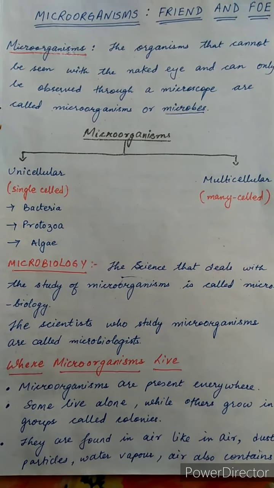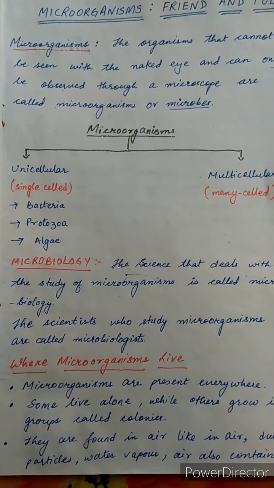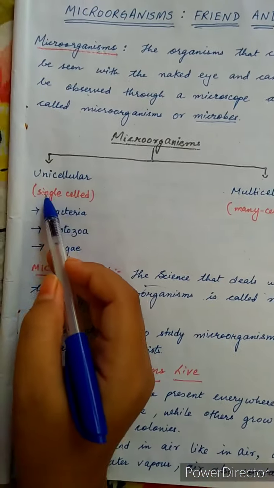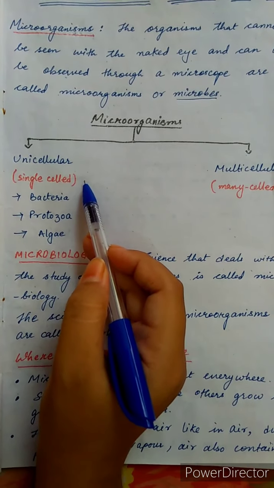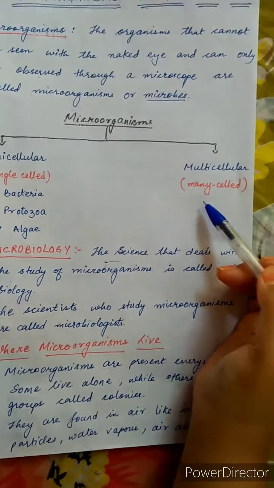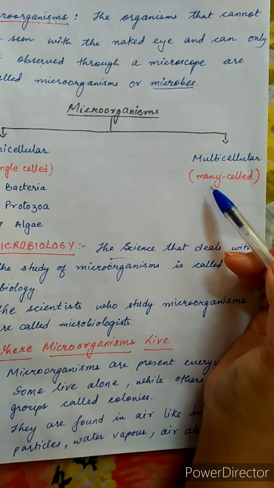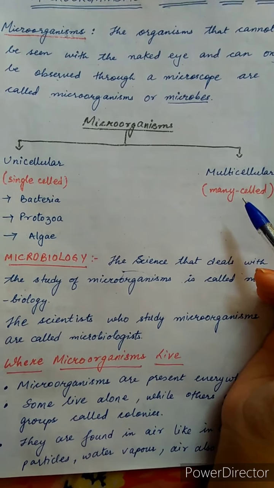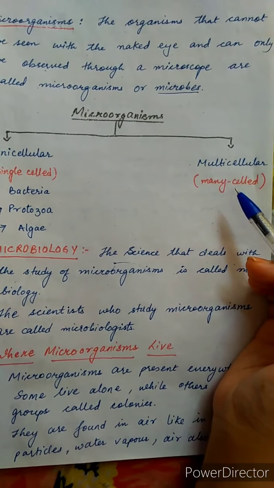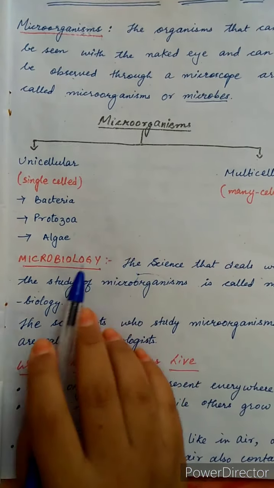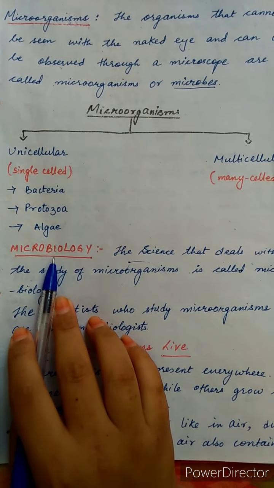Now, microorganisms can be of two types, that is unicellular and multicellular. Unicellular means single cell. They have a single cell in their body, like bacteria, protozoa, algae. Multicellular means many cells, like animals. We have many cells in animals. In human beings also many cells are there. So we are multicellular.